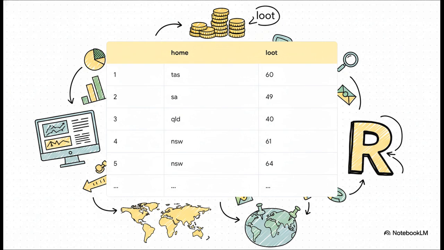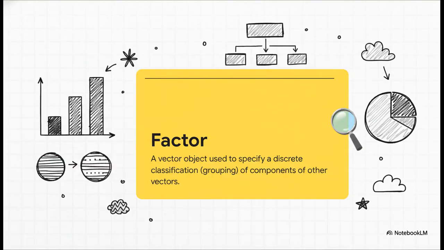And here's a perfect example, taken straight from the R manual itself. It's a data frame called accountants. You can see we have one column for their home state, which is text, and another column for their income, which the manual a little cheekily calls loot. That one's numeric. Now, this is absolutely crucial. R doesn't just see the home column as a random bunch of text. It's smart enough to understand it as a factor. And this is R's special way of handling categorical data. It knows that NSW is one group, QLD is another group, and so on. And that's essential if you want to do any kind of analysis based on those groups.